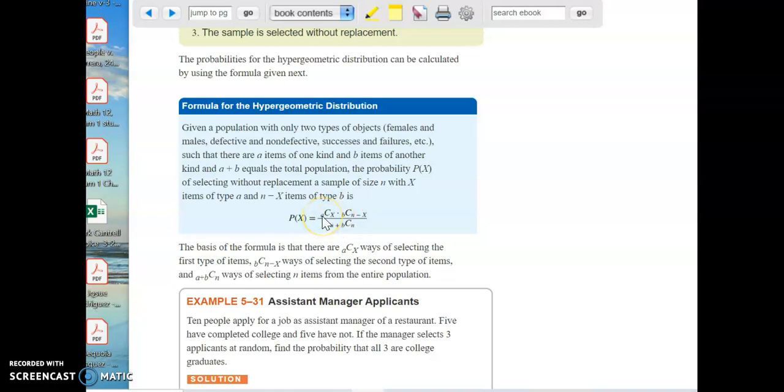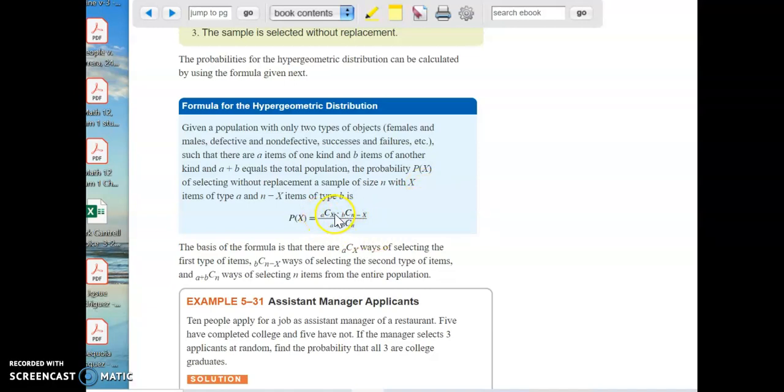So we talked about insurance versus not insurance. We've talked about college graduates versus not college graduates. It's always something like that. It's a dichotomy. It's one or the other. It's a binary type situation.